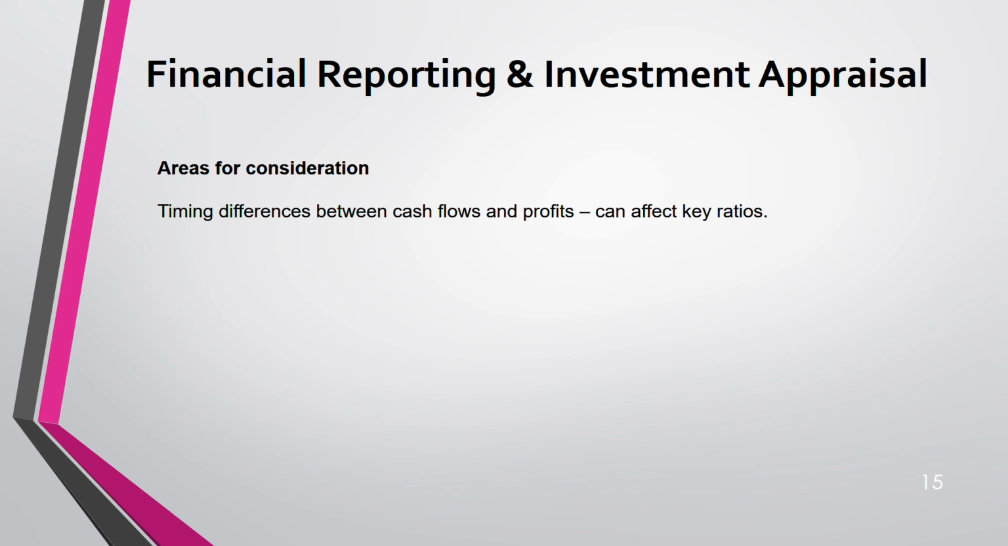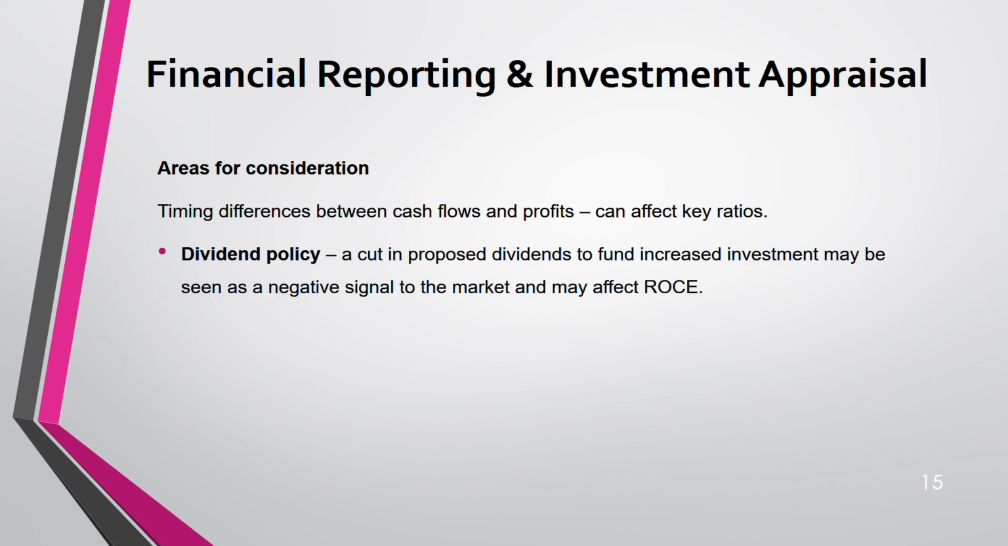Now, these are the areas for consideration. Number one, remember, this can affect key ratios. Sometimes you also have to calculate ratios to show the impact. There are timing differences between cash flow and profit. Just because you are having a profit does not mean you have that much cash also. There are timing differences, and this can affect key ratios. Number one, dividend policy.